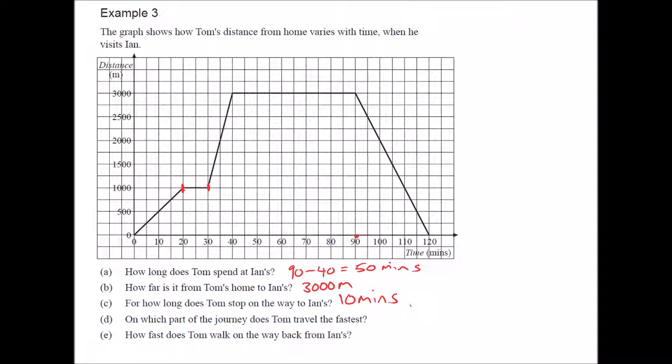Now, at which part of the journey does Tom travel the fastest? Well, the fastest part is going to be the steepest part. So we've got to look at the 3 parts where he's moving. So we've got 1 there, 2 there, 3 there. And I think that this number 2 here is the steepest part. So that is the part of the journey that we're really looking at here, this second part. So let's get rid of these things here.